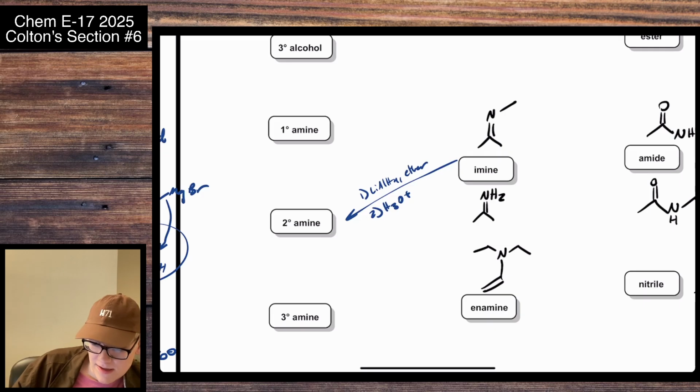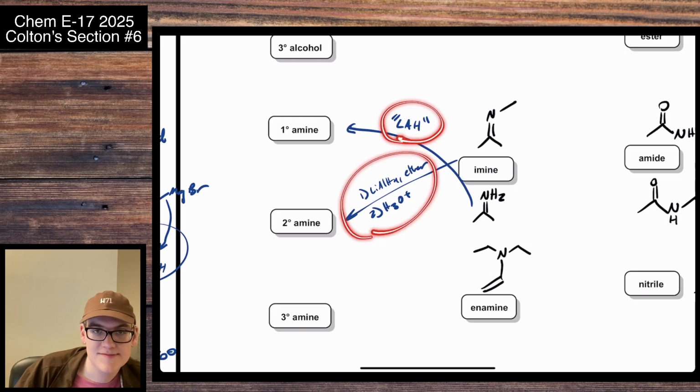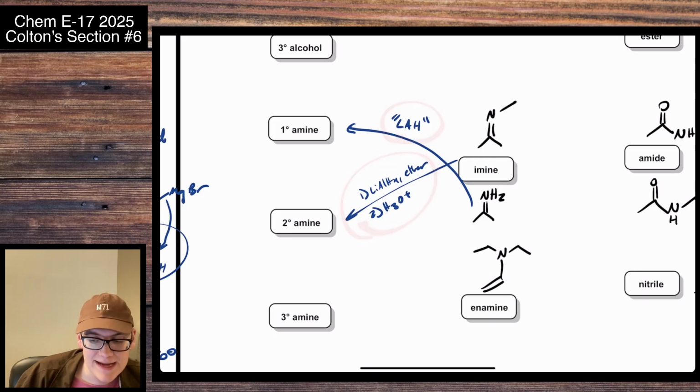Similarly, over here, if we reduced this one and added a hydrogen there, then that's now a nitrogen that's only attached to 1 carbon. So that's a primary amine. And I'm just going to call this, quote, LAH. LAH is my abbreviation for this. On exams, you do want to write lithium aluminum hydride, ether in step 1 and H3O+ in step 2. But just because we're going to be doing a lot of these and they're the same reagents, I'm just going to write LAH. Okay.